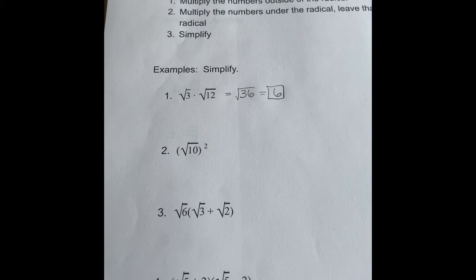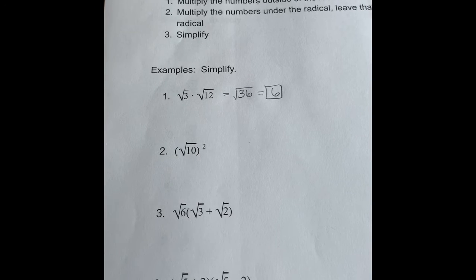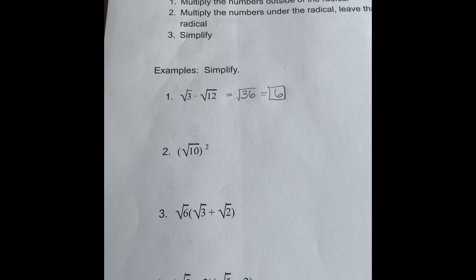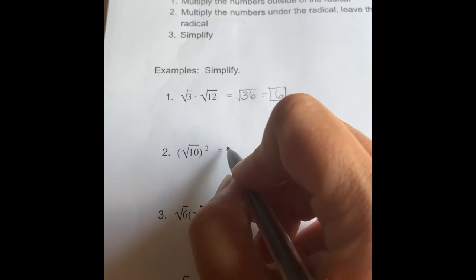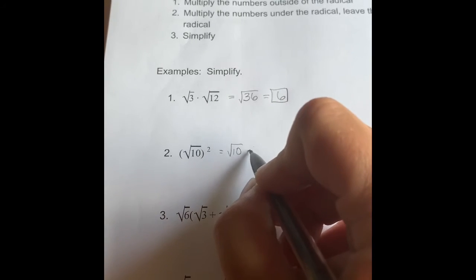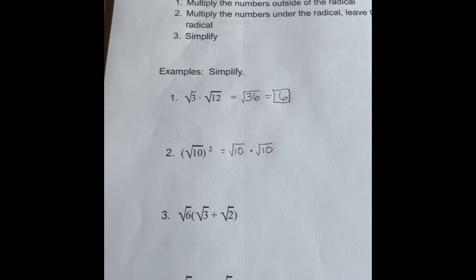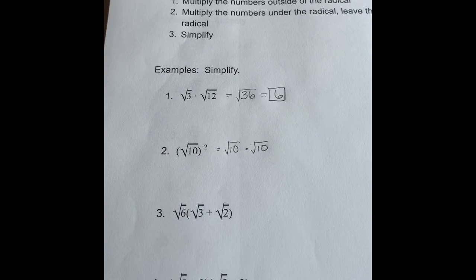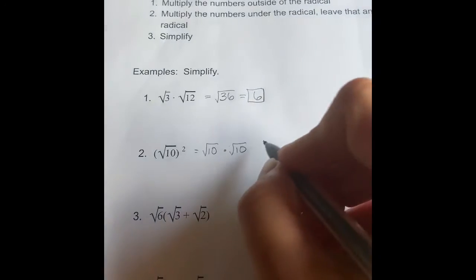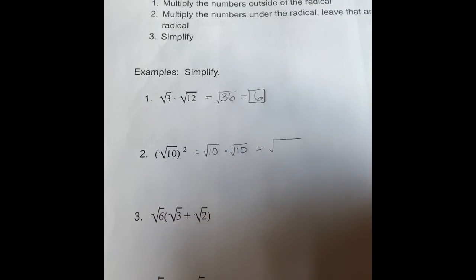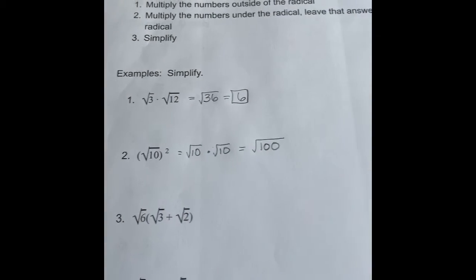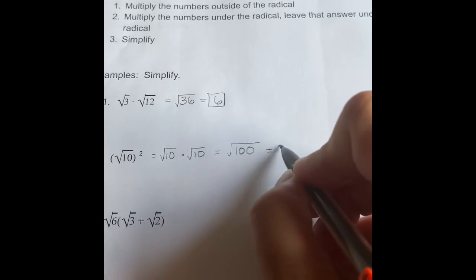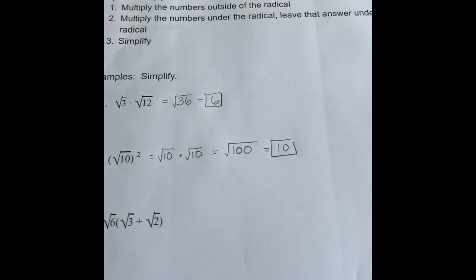Number 2, the square root of 10 all squared. Don't forget what an exponent tells you. It tells you how many times they want you to multiply that number to itself. So what this is really saying is take the square root of 10 times the square root of 10. Take that square root of 10 and multiply it 2 times. So just like on number 1, since they both have a square root around them, we can multiply the numbers. So 10 times 10 is 100. So we have the square root of 100. And we know from the past now that the square root of 100 is 10. So 10 is just our answer.